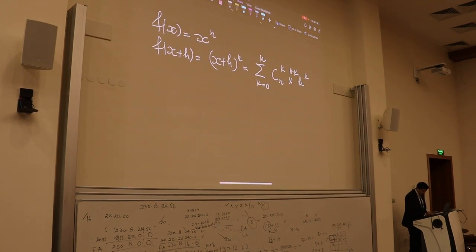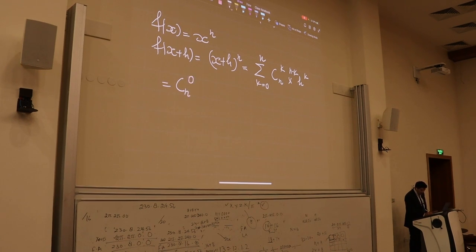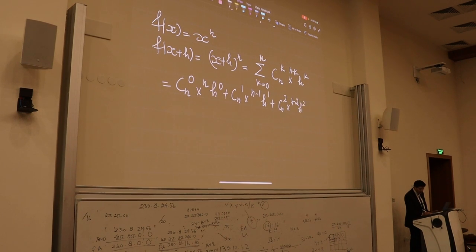Okay, so I'm going to open the brackets a little bit. For the first couple of terms, it is going to be C(n,0) x^n h^0, plus C(n,1) x^(n-1) h^1, plus C(n,2) x^(n-2) h^2, plus and so on, plus h^n at the end.